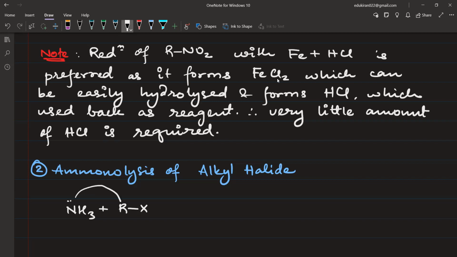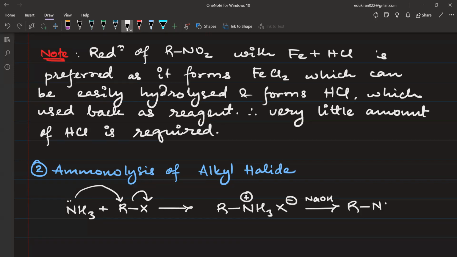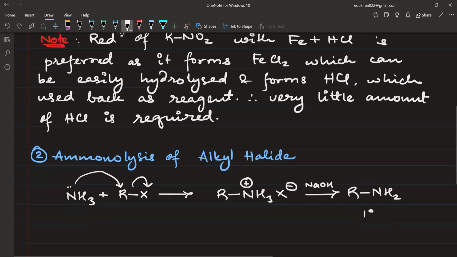Okay. Now this nitrogen atom attacks on this R group, and then this X leaves. First of all, you get R attached to NH3, because NH3 does not have any leaving group, so it will get a positive charge. It creates a bond and positive charge, and the X negative is present as the counter ion, which is neutralizing the nitrogen positive charge. Now, if you react this with a base such as NaOH, then one of the hydrogens will be taken away by NaOH and you will get RNH2, and NaX and so on. So this is 1 degree amine. You can prepare 1 degree amine from this.